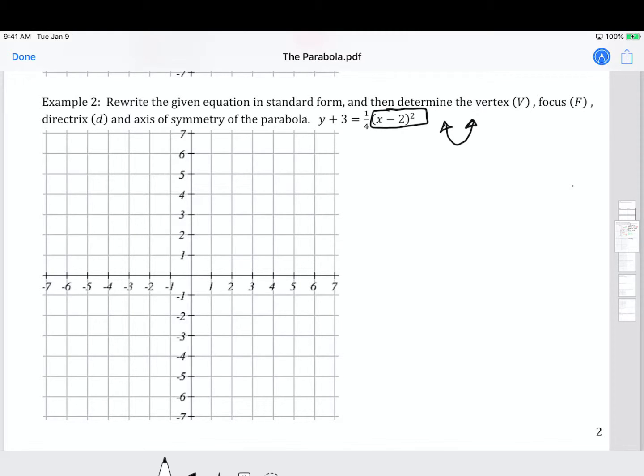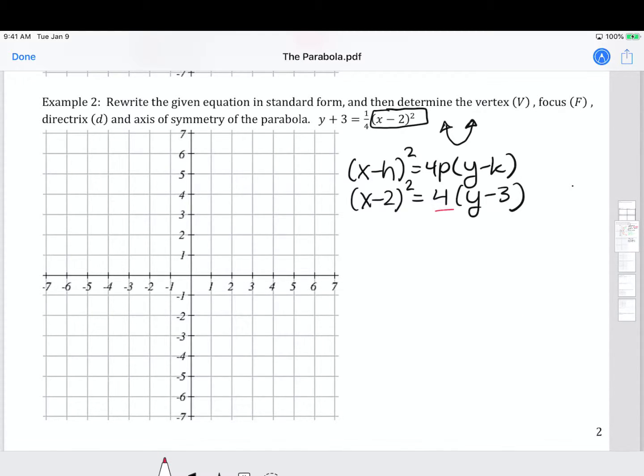I want to get the part that's squared by itself, so I'm going to multiply both sides by 4. That way we get it in this form, or its standard form. So if I multiply both sides by 4, I'm going to have (x minus 2) squared is equal to 4 times (y minus 3).